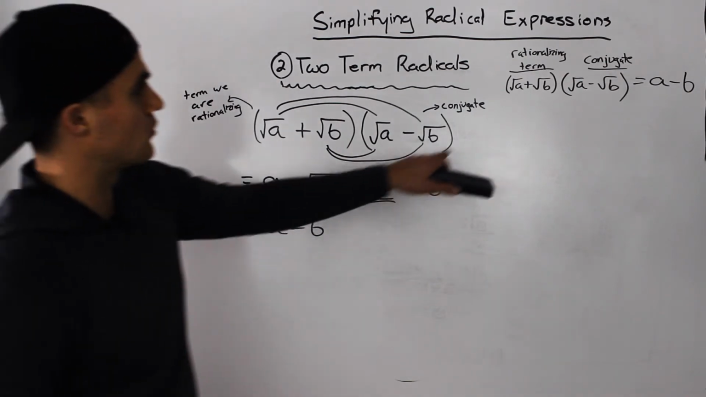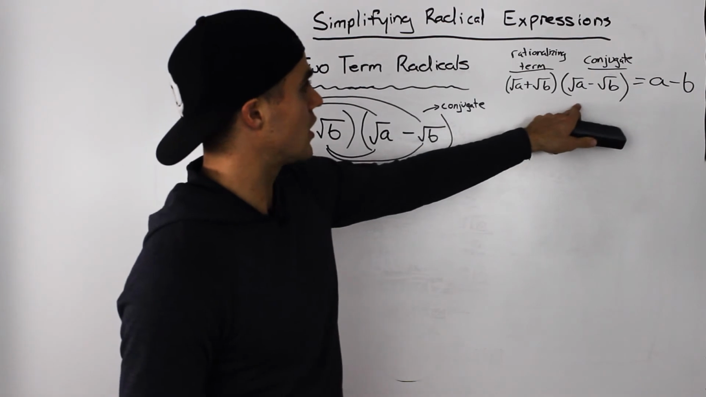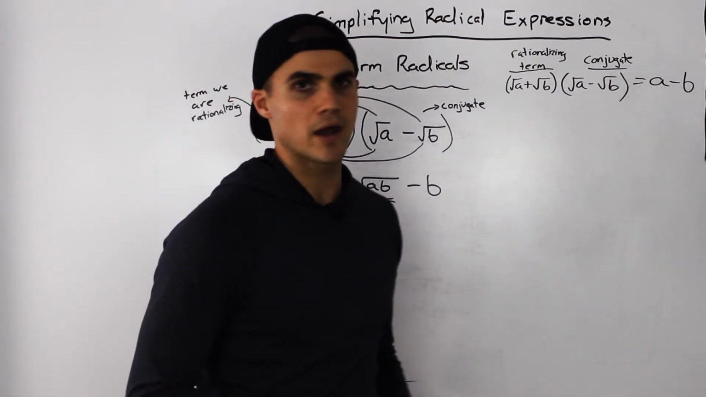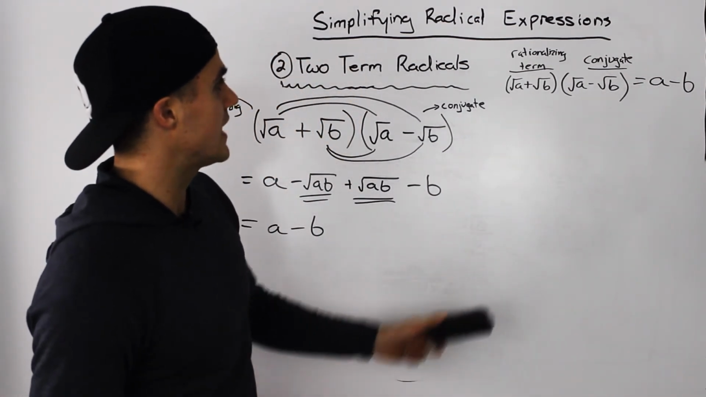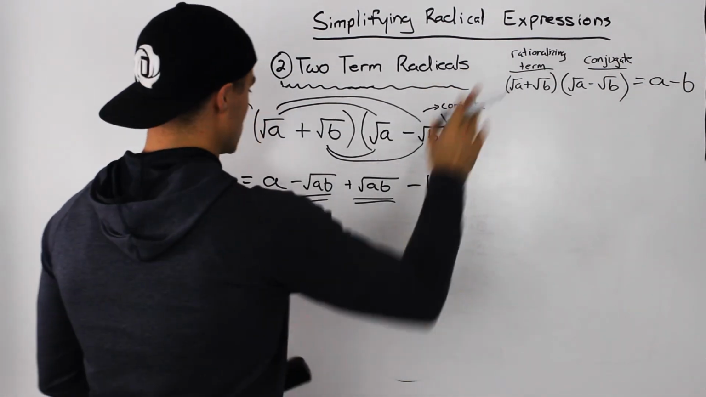So this result I wrote out here. So we started with the rationalizing term, root a plus root b times the conjugate, root a minus root b is equal to a minus b. The reason why I did that is because we're going to be doing examples here, so it would be just nice to refer to that general format.